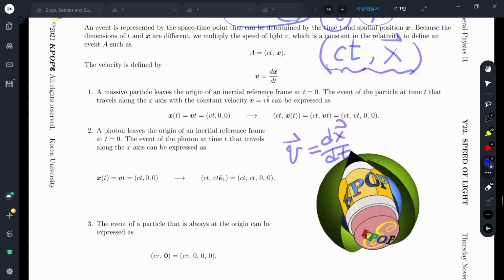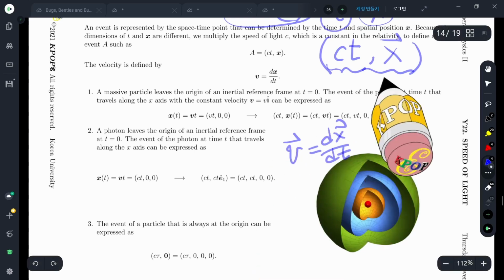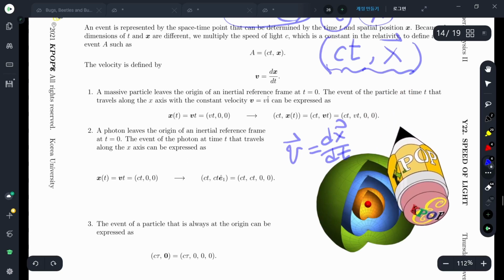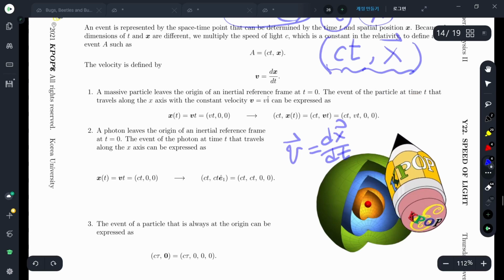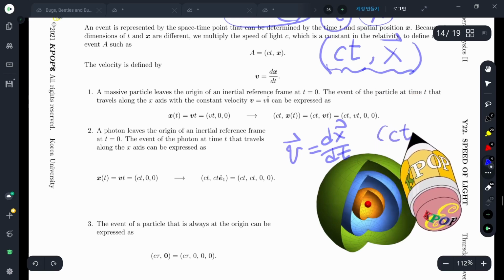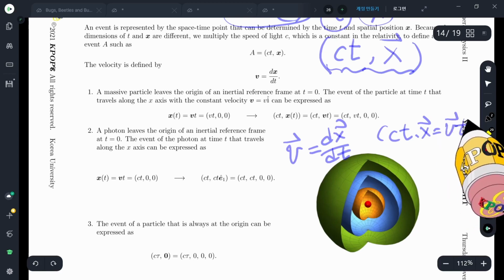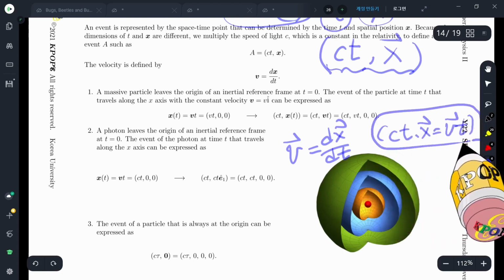So instantaneous velocity is the time derivative of displacement of a massive particle. If we apply this, a particle moving with constant velocity has this form. The full velocity is ct, and x should be vt. This is the space-time event for a massive particle.